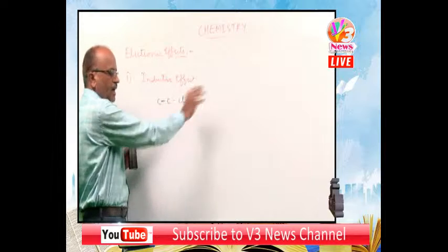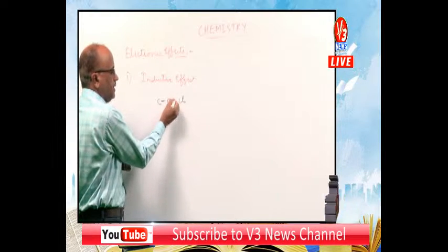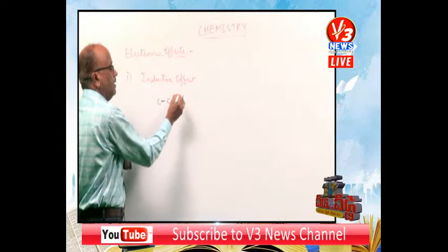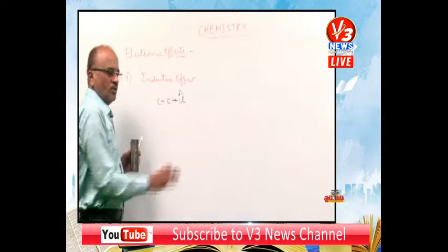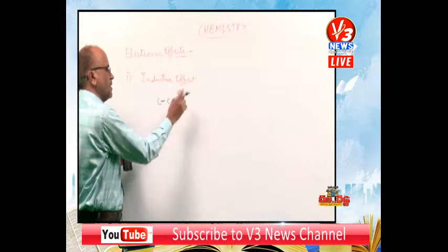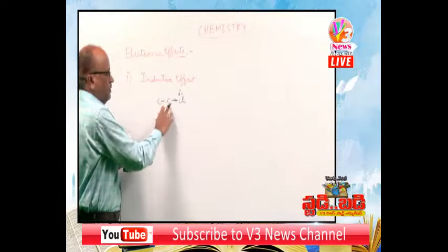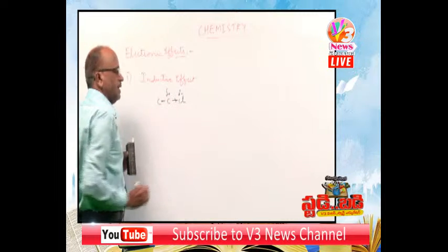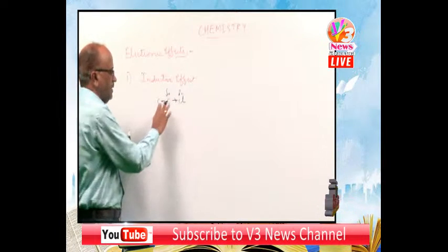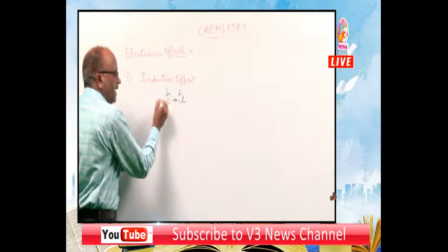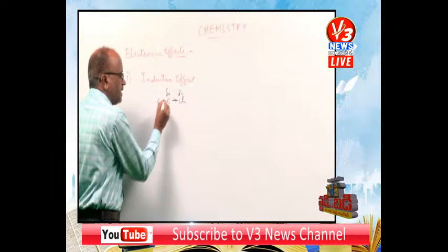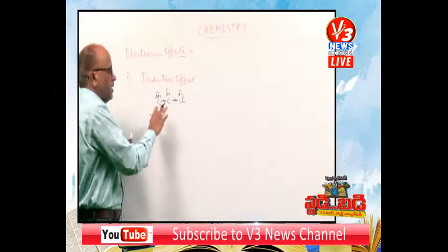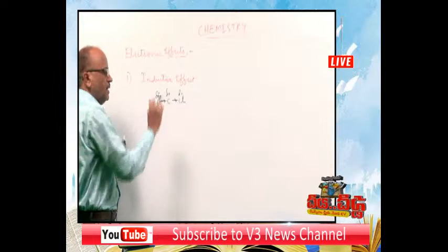For example, let a carbon compound have chlorine present. Chlorine is more electronegative than carbon, so the electron pair is attracted towards chlorine, and chlorine gets a partial negative charge. Now the electron pair is moving away from this carbon, so this carbon gets a partial positive charge. Then this carbon is electron deficient. It attracts an electron pair from the adjacent carbon. Then this carbon also gets a partial positive charge, but smaller than that of the first one.